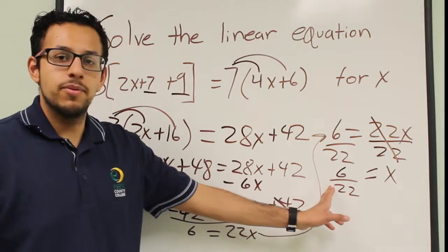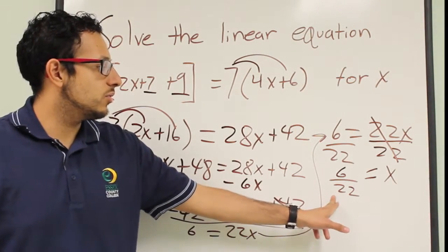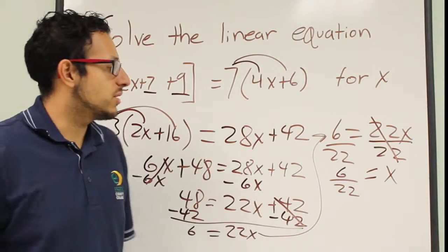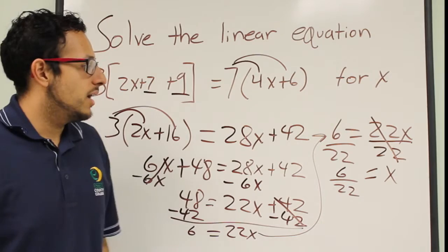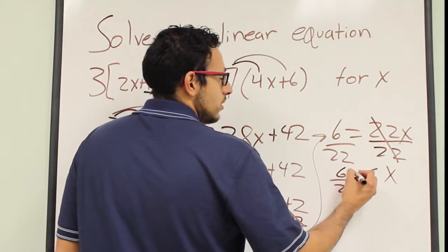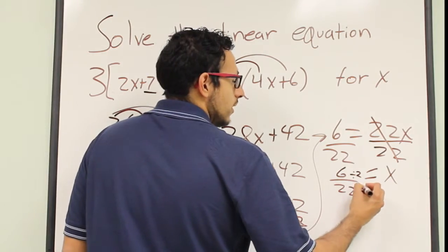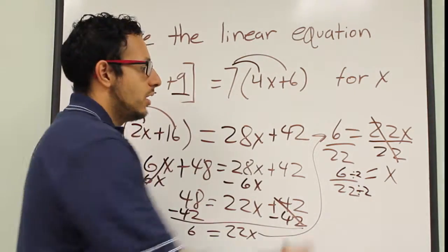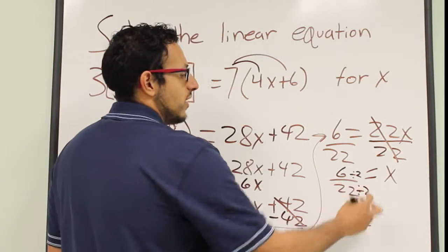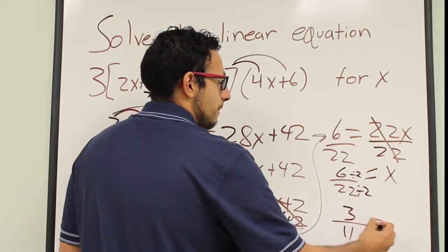In here I can simplify the 6 and the 22. So I have to figure out a common factor. I can divide both of them to simplify this fraction. And the common factor they have is 2. So I'm going to divide by 2 top and bottom. 6 divided by 2 is 3. 22 divided by 2 is 11.